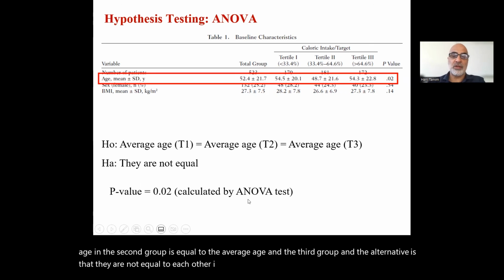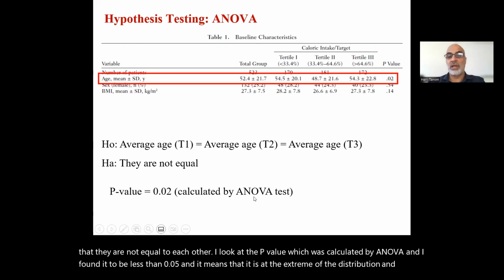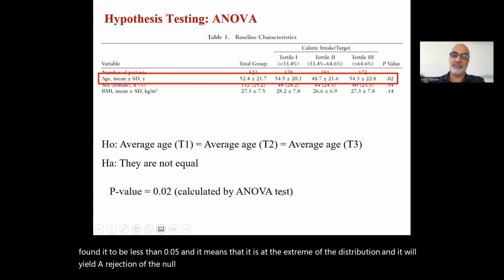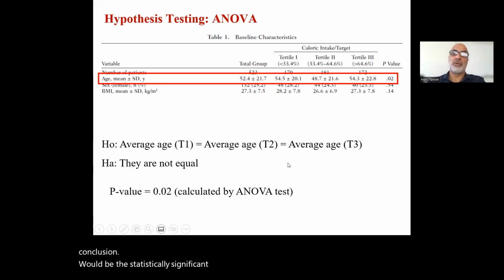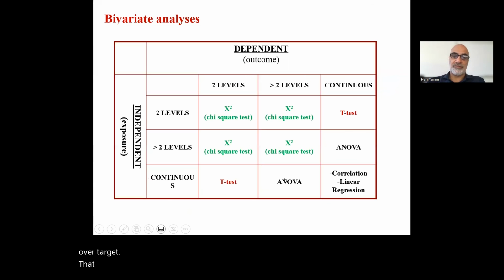I look at the p-value, which was calculated by ANOVA, and I found it to be less than 0.05. It means that it is at the extreme of the distribution, and it will yield a rejection of the null hypothesis, an acceptance of the alternative, and thus the conclusion will be there is a statistically significant association between age and the groups of caloric intake over target. There is a significant difference.